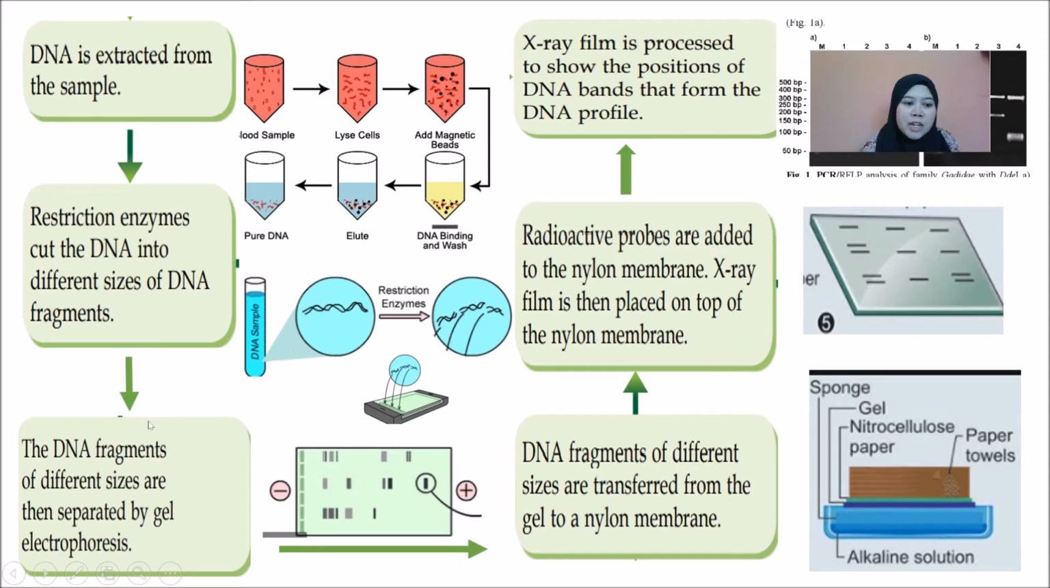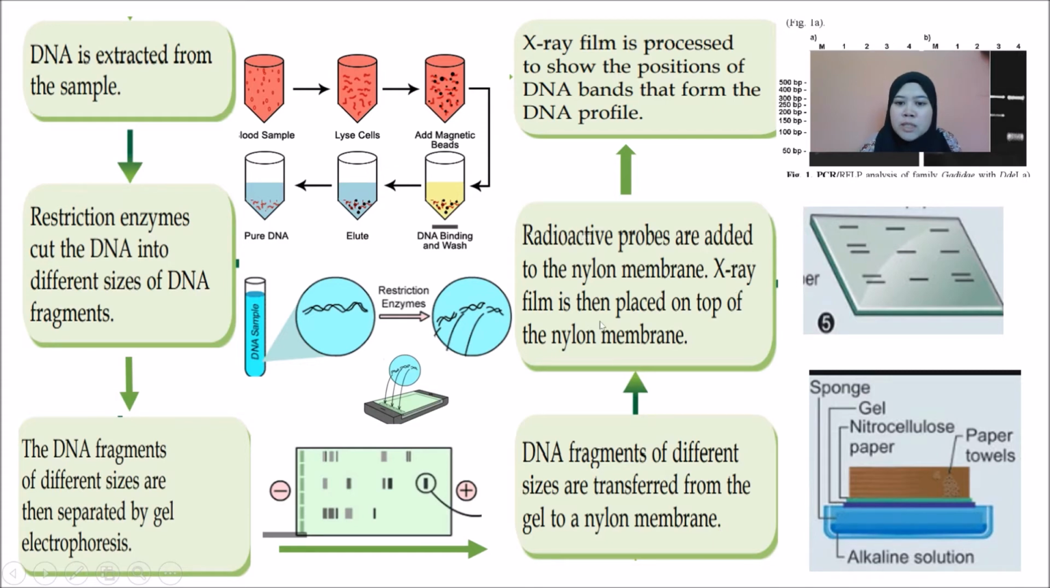After the DNA fragments of different sizes are obtained, they will then be separated by gel electrophoresis. So electrophoresis will separate the DNA fragments by size. After that, the DNA fragments of different sizes are transferred from the gel to a nylon membrane for better seeing, and radioactive probes are added to the nylon membrane.